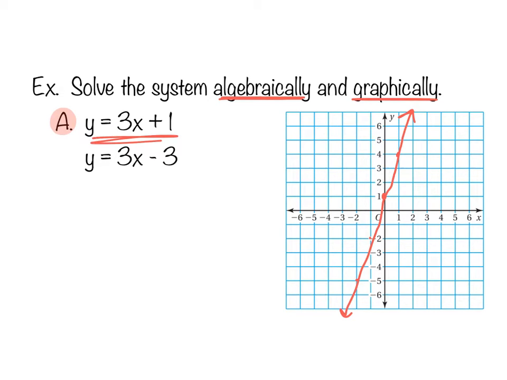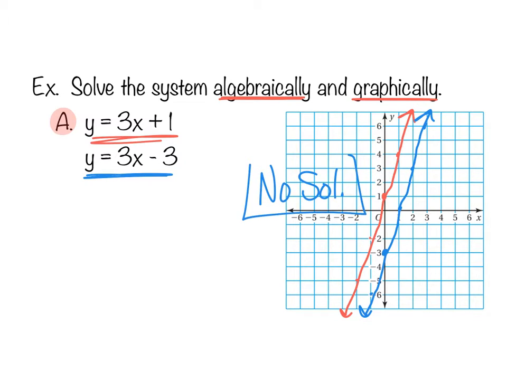And then for our second line, it's y equals 3x minus 3. So I've got a y-intercept of negative 3. And then I'm again on that same slope of rising 3, running 1, puts us right here. And these lines don't intersect. They're parallel lines. So our answer would be, I better write it over here, no solution. Graphically, it's really easy to solve if they're already written in slope-intercept form.